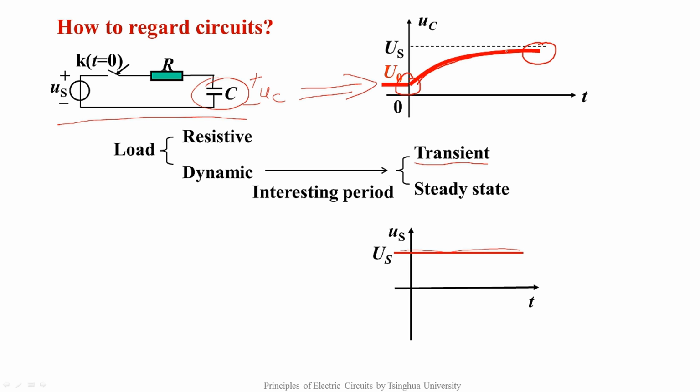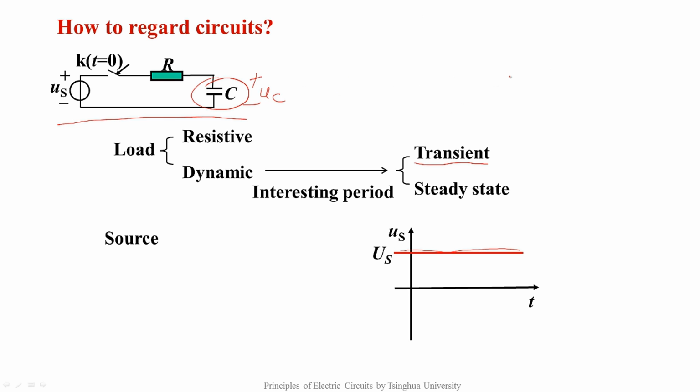Besides this, we may also be interested in the steady-state operation point. In other words, we are interested in the value before and after the changing process. It's called steady-state analysis. We just divided according to the load. We can also divide according to the source. The circuit may only contain DC sources, that is a flashing straight line on the screen. It's a DC voltage source.